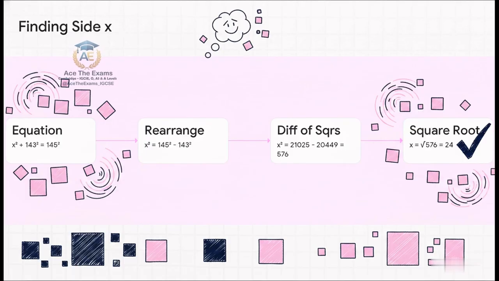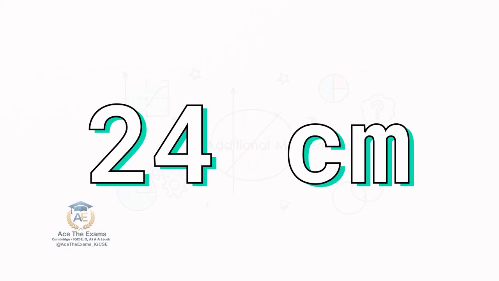145 squared is a massive 200,025. 143 squared is 20,449. But look what happens when you subtract them. Those massive thousands dwindle down beautifully, and rather politely, to a perfect square of 576. This is a fantastic reminder not to panic when you see giant numbers on a Cambridge paper. They are almost always designed by the examiners to collapse into something clean and manageable if you use the right method. So for step 4, taking the square root of 576 gives us precisely 24.